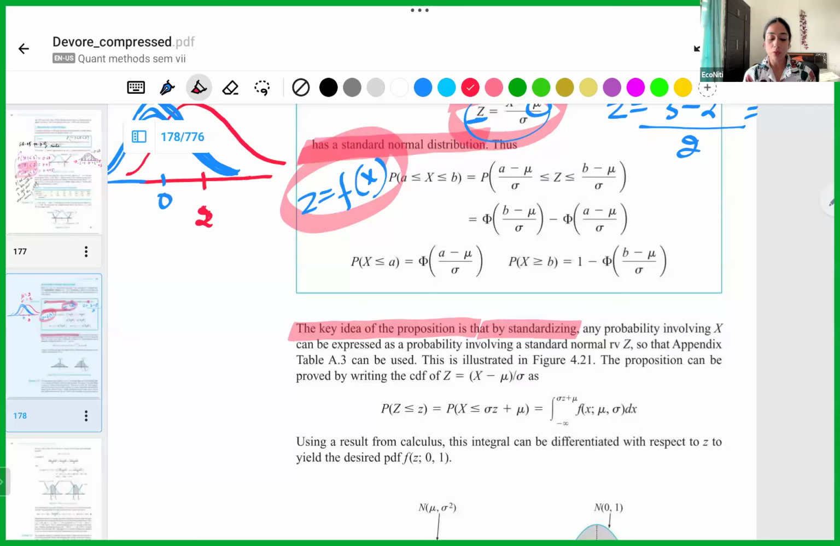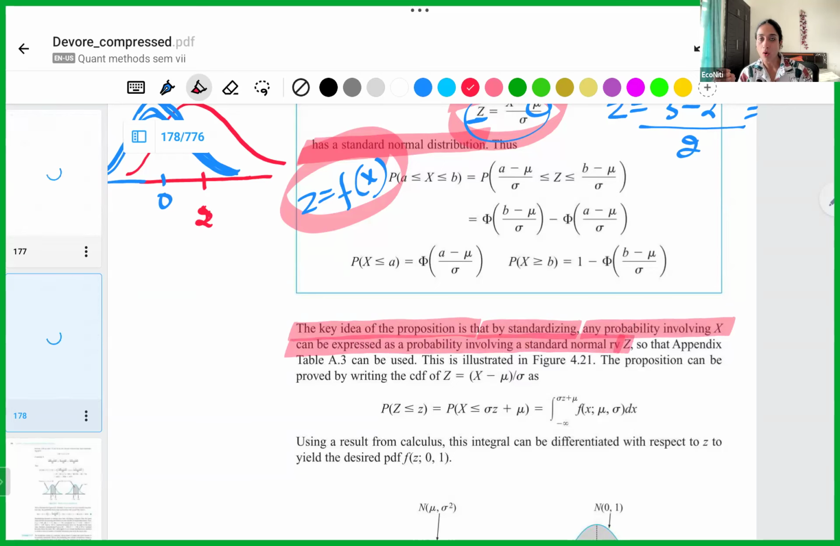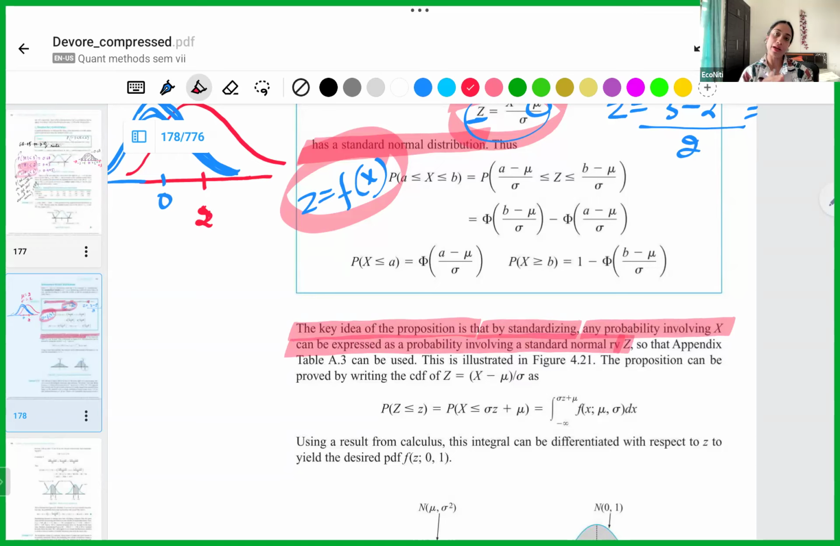If you do this, then by standardizing, any probability involving x can be expressed as a probability involving the standard normal RV, है ना? x का वैल्यू अगर 2 से 3 के बीच में लाई करने का उसका कुछ प्रोबेबिलिटी है, तुमने उसको स्टैंडर्डाइज कर दिया, और वो सेम प्रोबेबिलिटी नाउ यू कैन फाइंड आउट फ्रॉम द z डिस्ट्रीब्यूशन. और z डिस्ट्रीब्यूशन के बारे में तुम्हें काफी पता है.